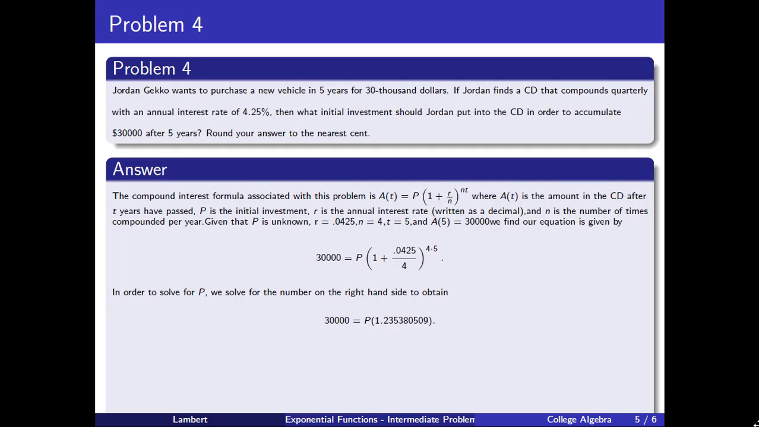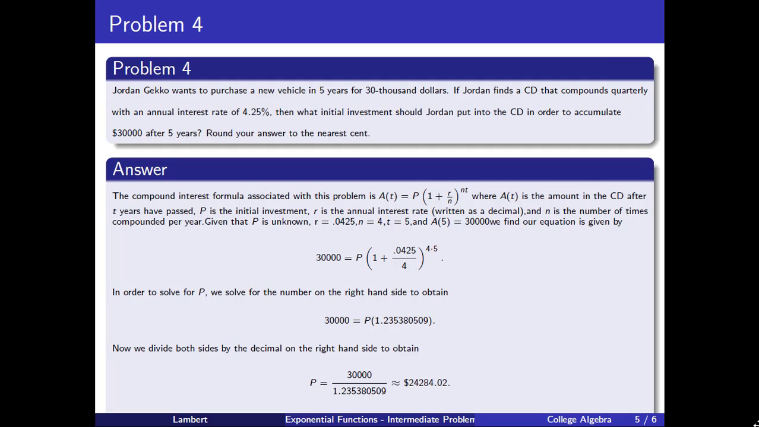Well, we divide both sides by that number that appears on the right-hand side. If you wanted to leave it as the value in parentheses and divide by that whole quantity in the step above, that's fine too. It doesn't really matter, but a lot of people like to just write the decimal down and do it that way. So that's what we'll do here. So P is approximately 30,000 over that 1.2353, so on and so forth.